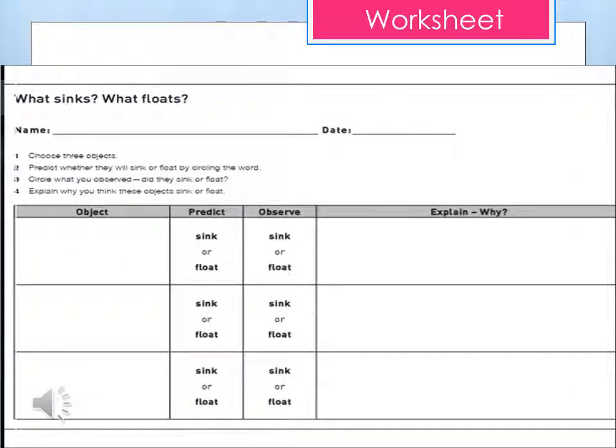The worksheet is self-explanatory. I got it off Kahoot, and you just write the object that you have, you predict whether it will sink or float, the students observe what happens, and they'll circle whether it does sink or float, and they'll explain why. And to add a little bit more maths, if they're finding this really easy, they can get a stopwatch out and see how long it floats before it sinks, and they can time it like that and see the differences in objects and feel the weight difference. They can even weigh it if they would like.